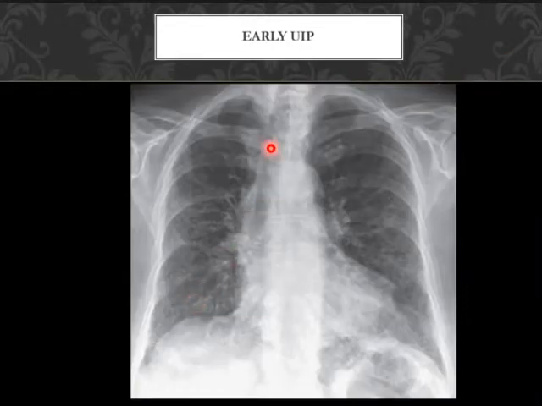This is a case of usual interstitial pneumonitis. This may be the progressive disease. There is coarse reticulonodular opacity.